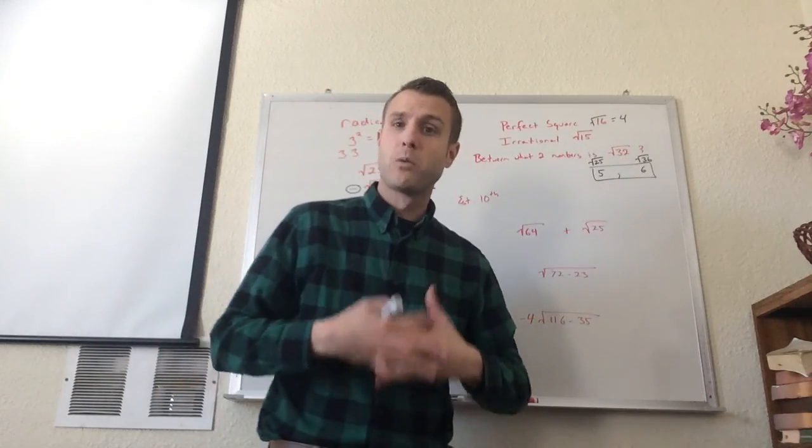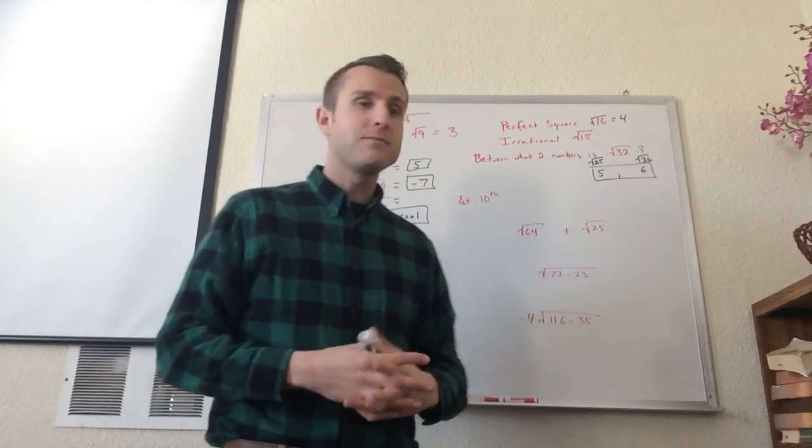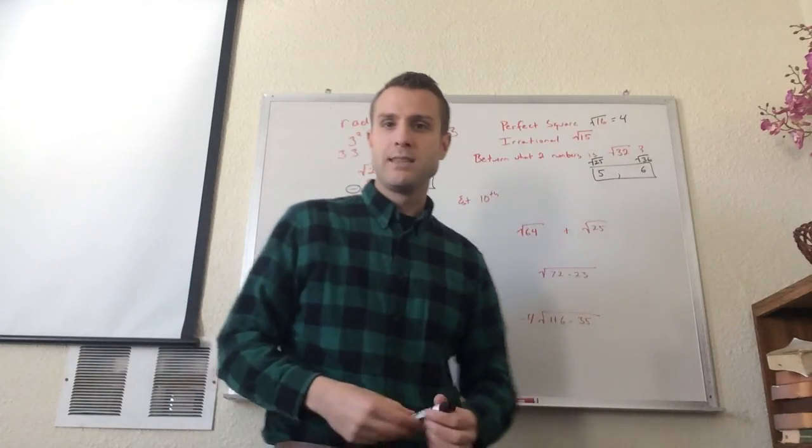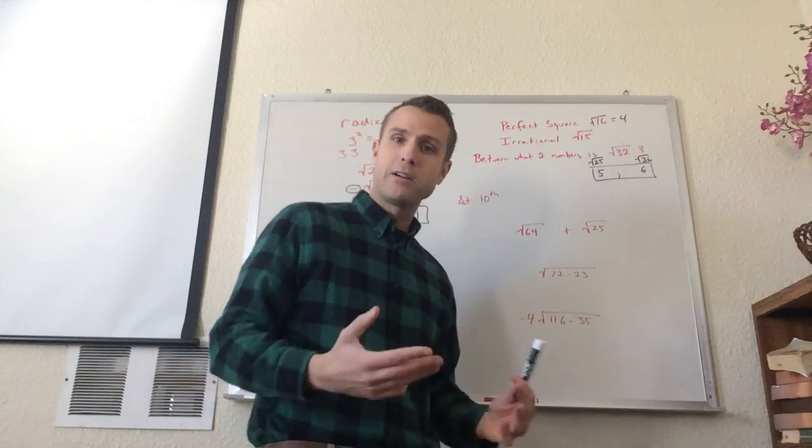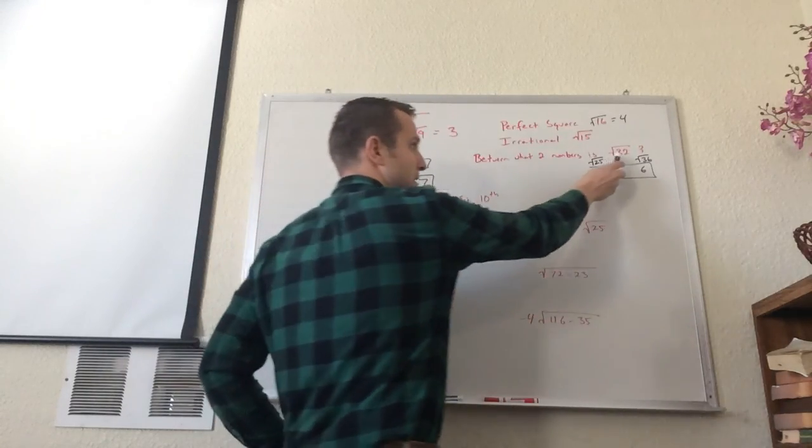Sometimes they want you to be even more specific. So instead of just giving between what two numbers, they want you to give to the nearest tenth what the answer is going to be. So how do you do that? Well, let's stay with the square root of 32.